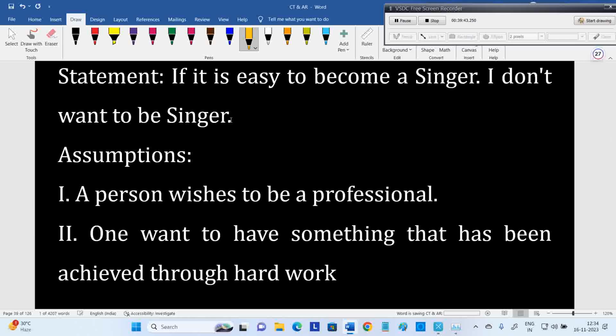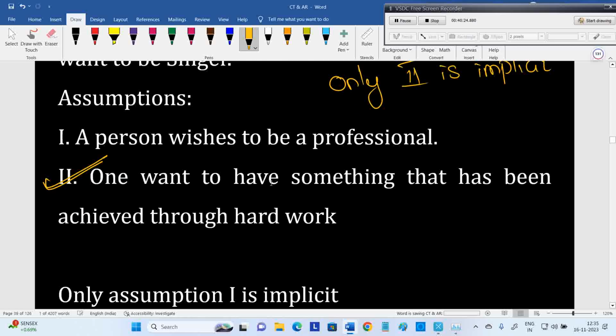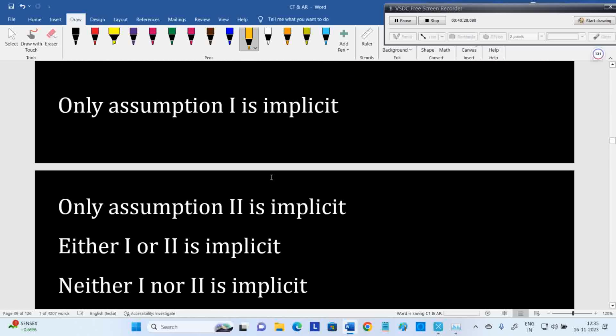A person wishes to be a professional. That we cannot decide with that. But the second one, one wants to have something that has been achieved through hard work. Easily you don't want, you want through hard work. So that second one we can decide. So only the second one is implicit here. The first one we cannot say. We cannot decide about professionals who do hard work. Easy things are not related to professionals, that we cannot say. If it is easy to become a singer, I don't want to be a singer. You want things to be done with hard work. So that's what one wants to have, something that has been achieved through hard work. So only one is implicit.